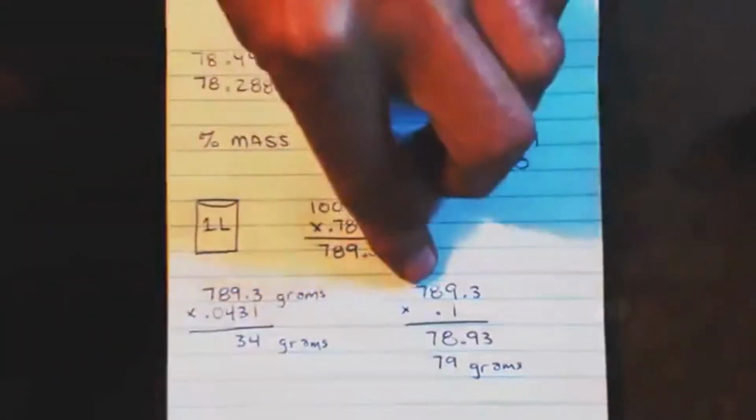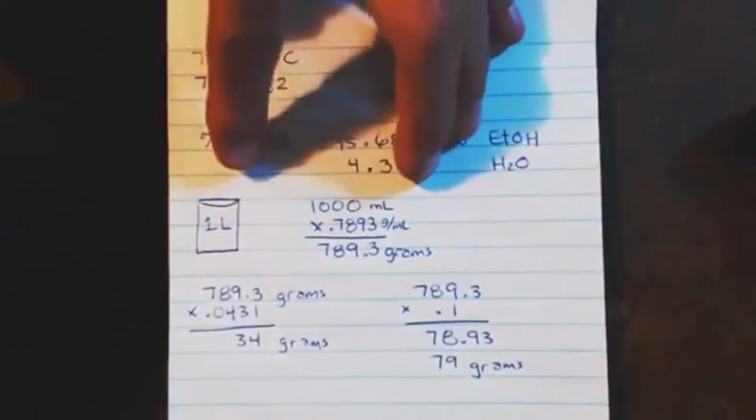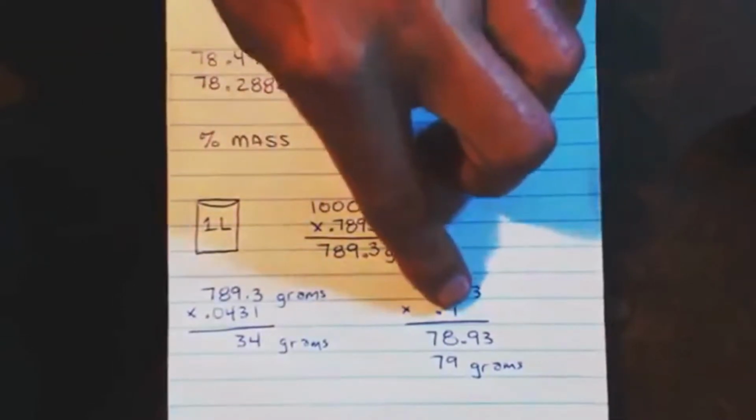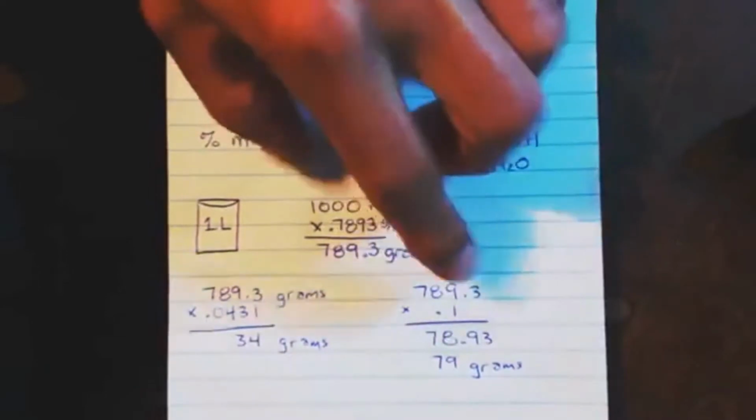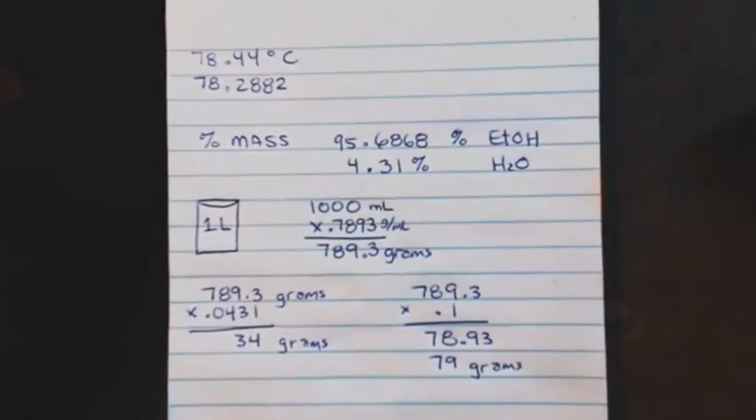So I figured it out over here. Here's the weight of this 1 liter. What's 10% of it? 79 grams. So that's how much water you probably have in there if you fractionally distill it, which means you're going to have to put in 79 grams of magnesium sulfate.